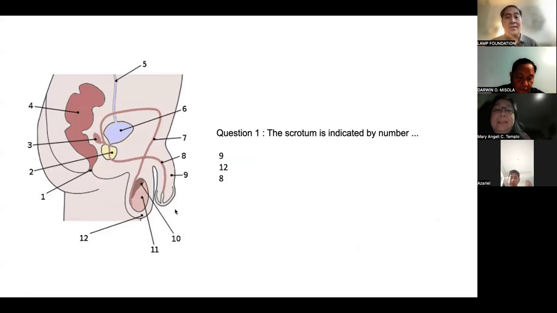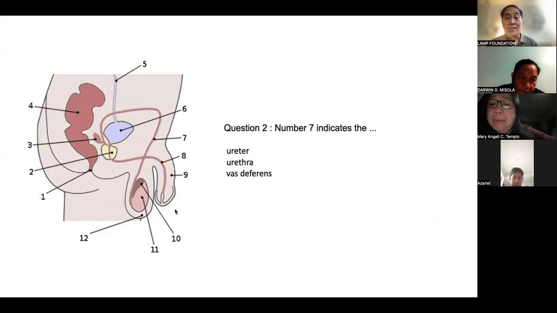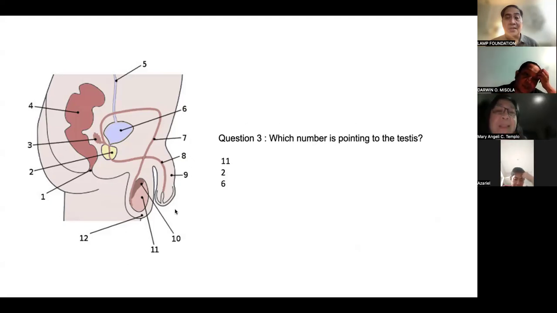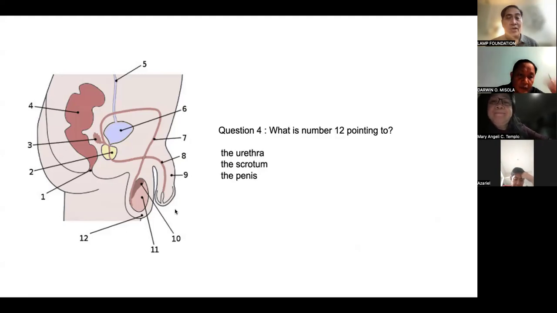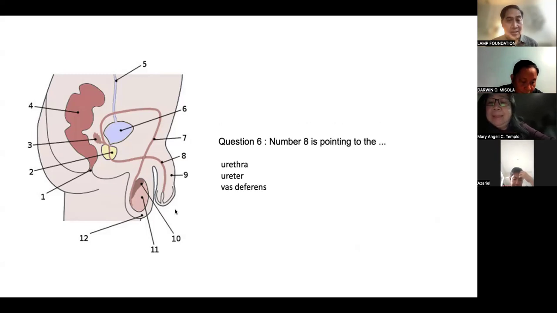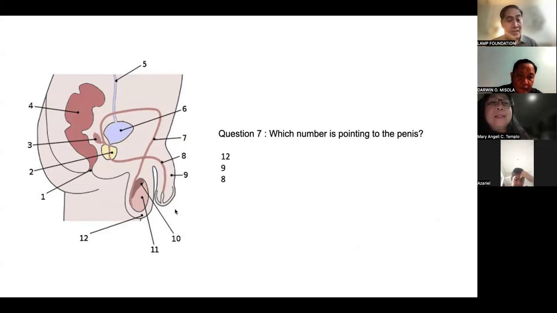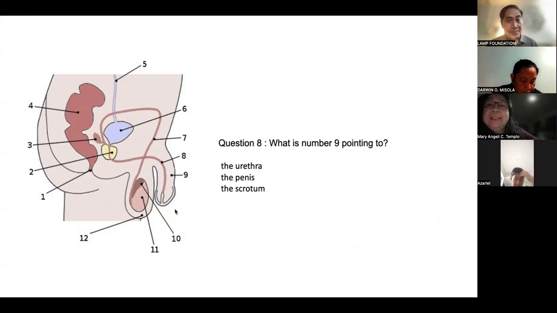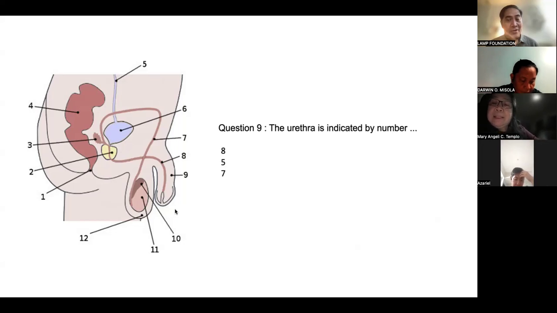The scrotum is indicated by number 12. Number 7 is the vas deferens. Which number is pointing to the testes? 11. What is number 12? The scrotum. The epididymis is number 10. Number 8 is the urethra. Which number is the penis? Number 9. The urethra is indicated by number 8.